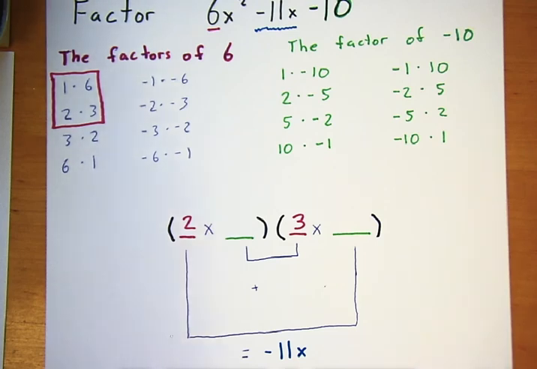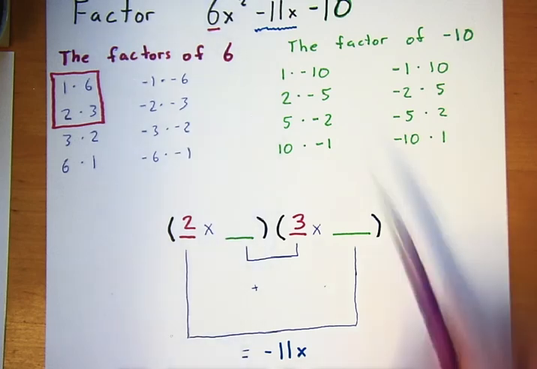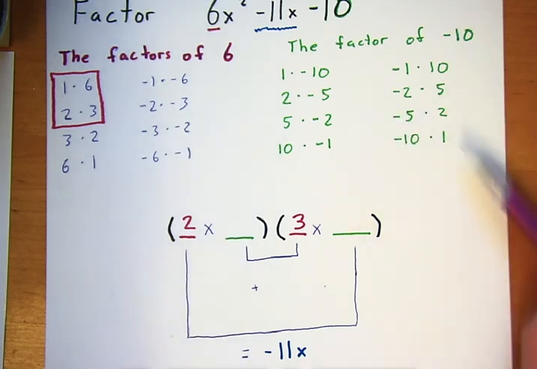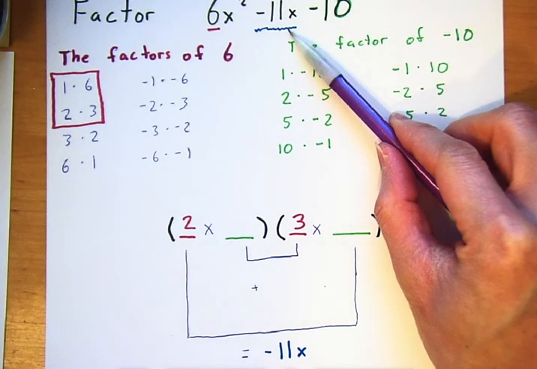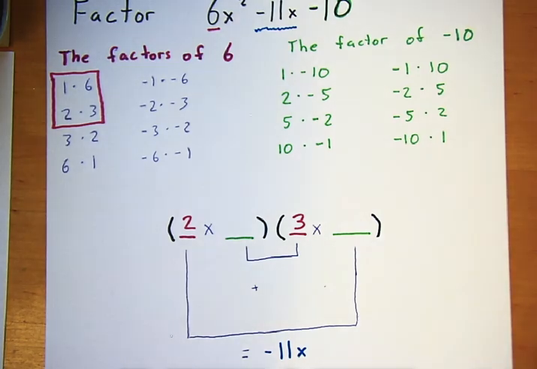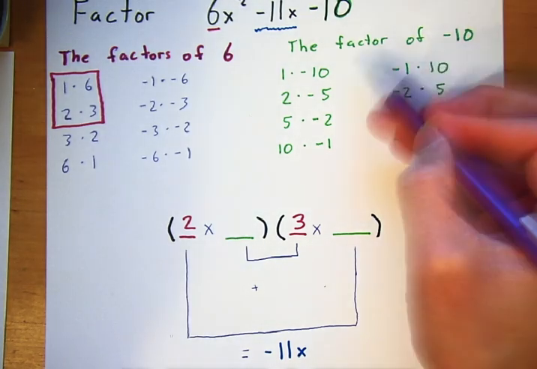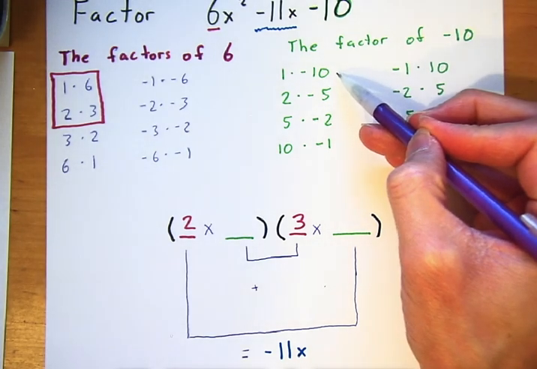So at this point, it's sort of a guess and check. So we're guessing which of these 8 combinations we might be able to put in here, so that this one times this one plus this one times this one will get you that middle b, that negative 11x. Okay. So just guess one. Let's see if this first one here works. And just for the record here, the order matters.